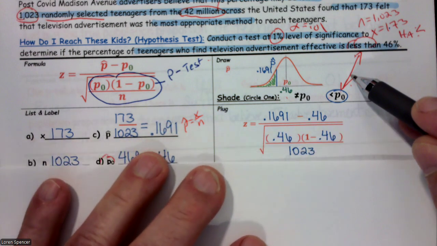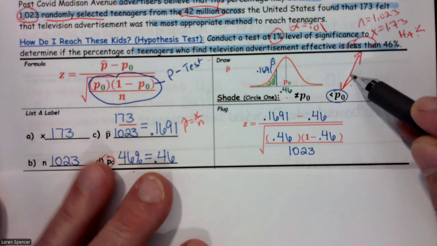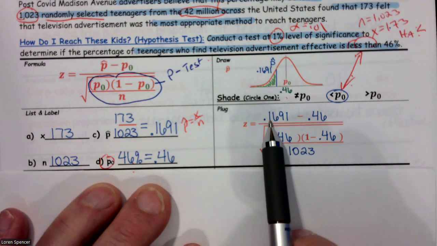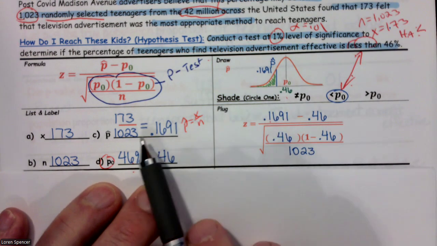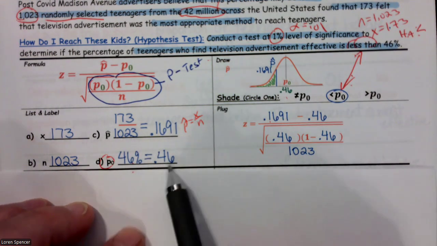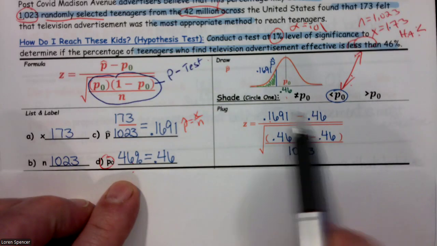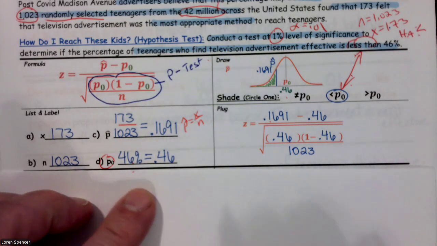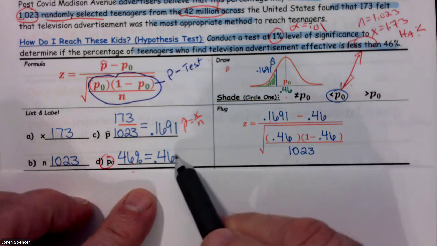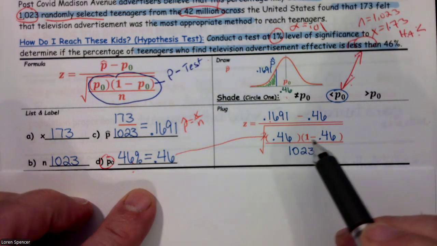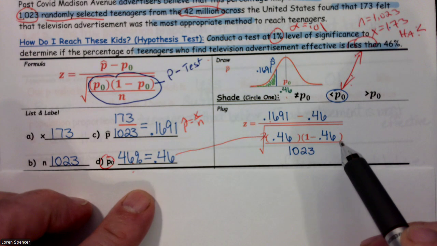When we plug in, it's pretty simple: p hat 0.1691 minus our p of 0.46. And then don't forget, when we're running a test, these have to be the population proportion.